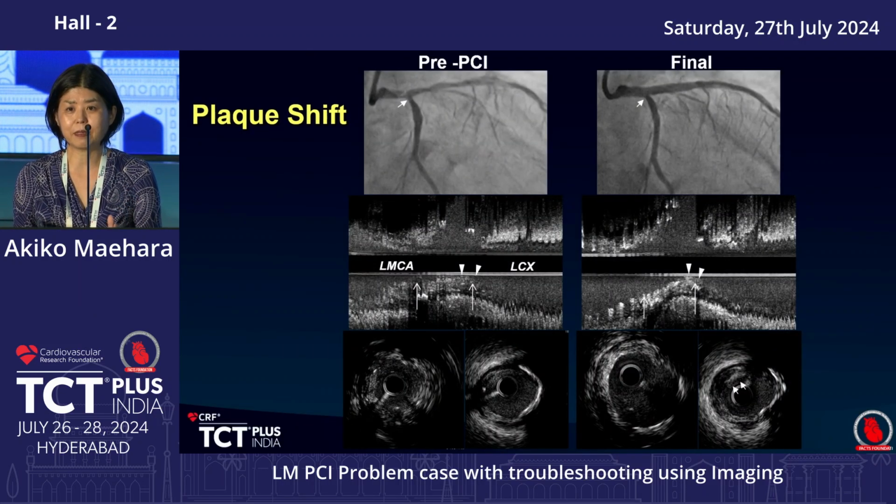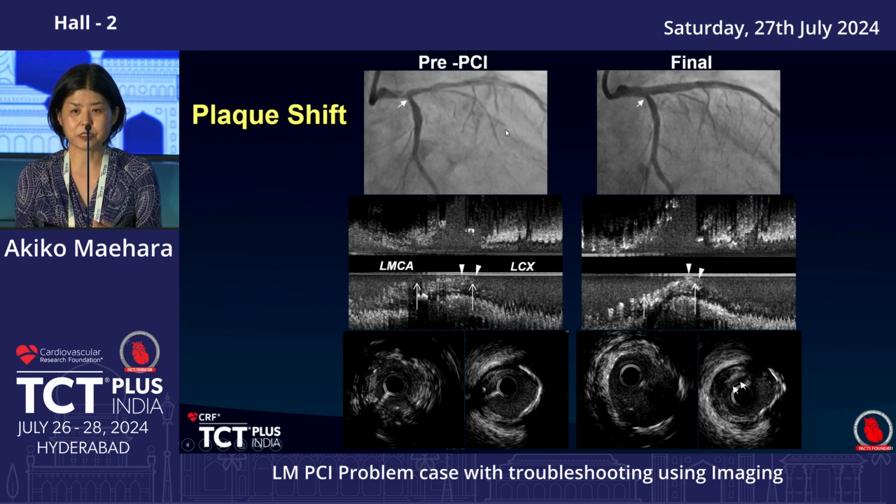Additionally, somebody may feel the plaque shift. Typically, plaque shift occurs if there is a chunk of the plaque in the left domain. Like this, you see the ulceration and chunk of the lipidic plaque. After the crossover stenting, this plaque moving to the circumflex ostium, that's what we consider the plaque shift.